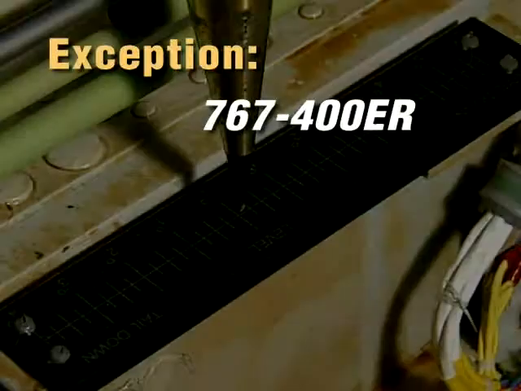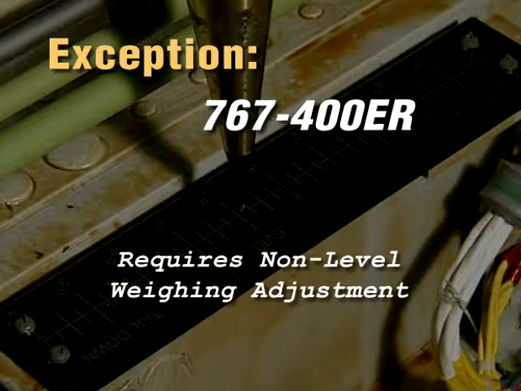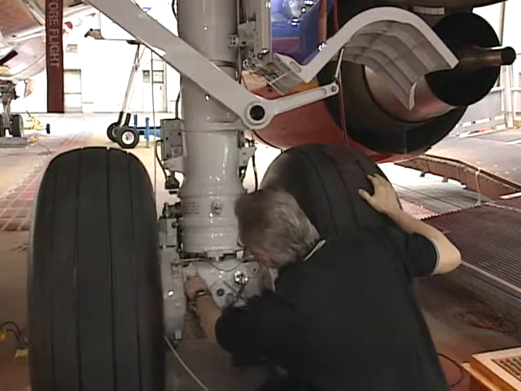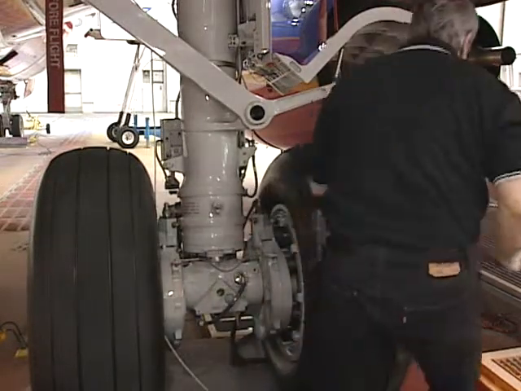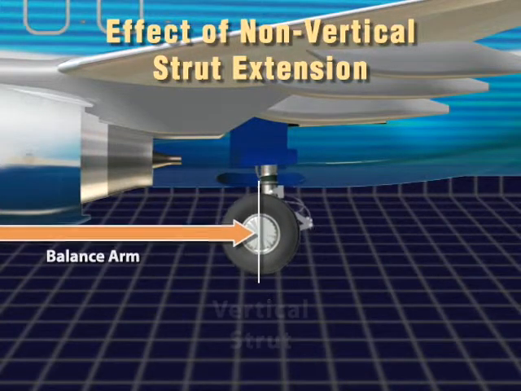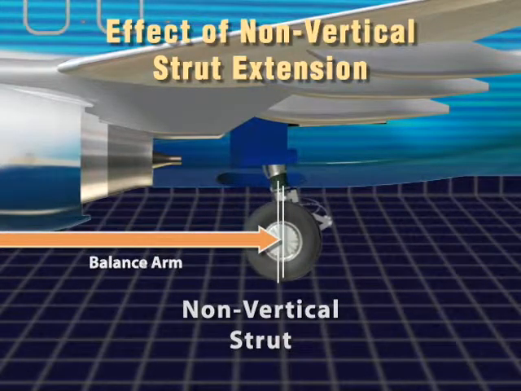Also note that with the 767-400ER, it is not possible to level the airplane to 0 degree. This model always requires a non-level weighing adjustment to be applied to the scale-calculated CG. Next, measure and record the oleo extensions for landing gear with non-vertical struts. On this airplane, the 737-700, that means the main gear. You only measure the extension of non-vertical struts because changes in the extension of non-vertical struts will result in changes in the balance arms of the landing gear.